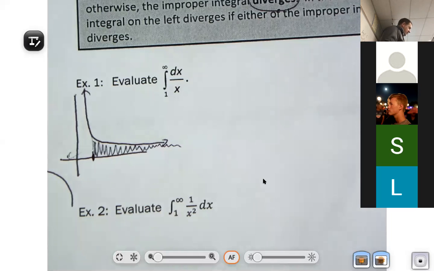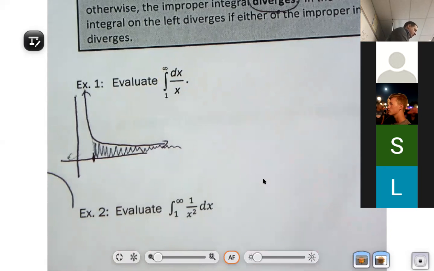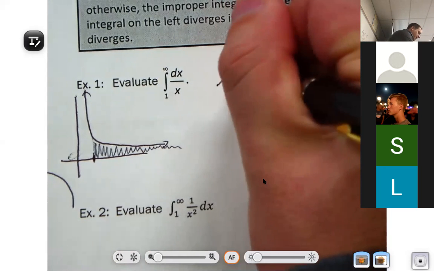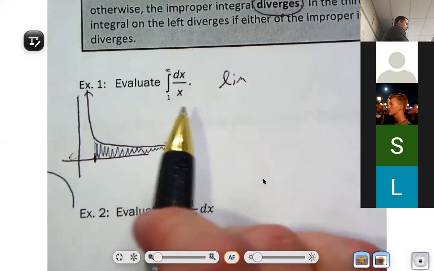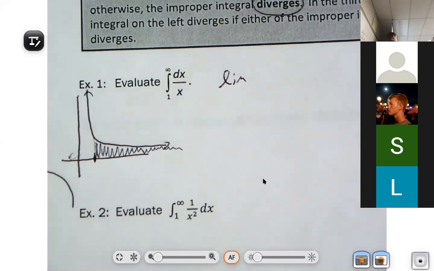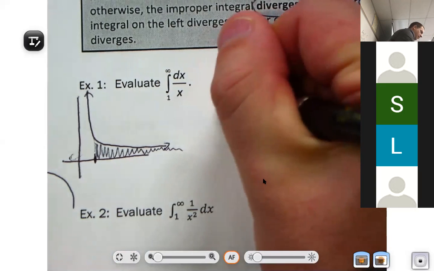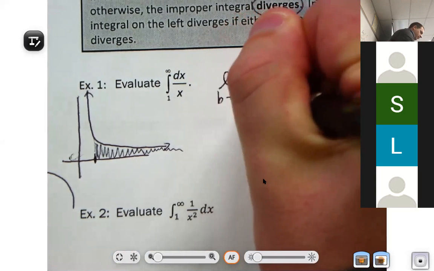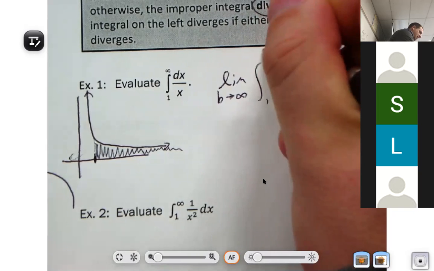But here's how we go ahead and tackle this problem. If one of our limits is infinity, we rewrite this instead as the limit. Now, this is just my preference. The letters you guys pick are not going to matter. But anytime I'm replacing the upper limit, I use b. And if I'm replacing the lower limit, I use a. Because we integrate from like a to b. So that's just how my brain works. So I'm going to have b approach infinity, and I'm going to integrate from 1 to b instead.